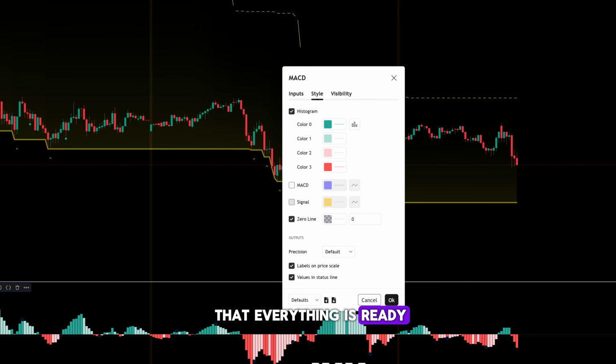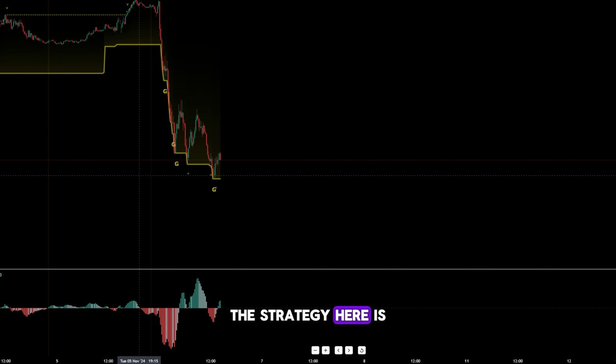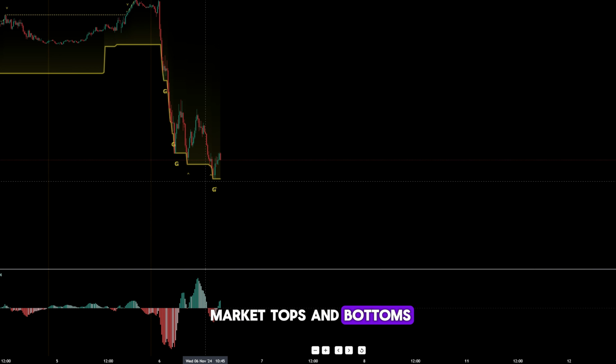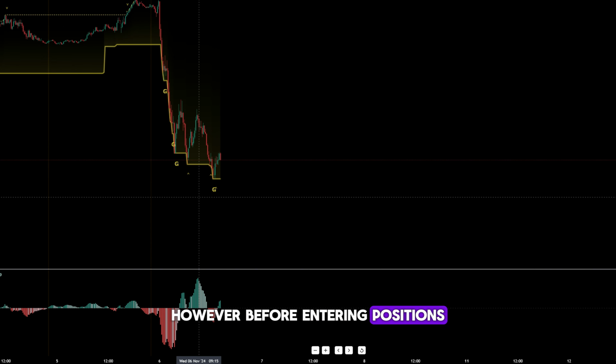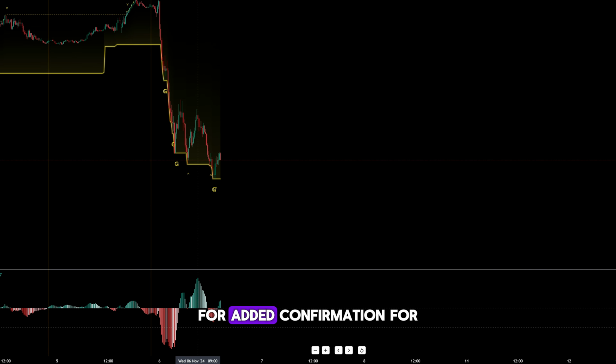Now that everything is ready, let's go over the conditions for entering trades. The strategy here is to use the TopG indicator to spot market tops and bottoms. However, before entering positions at these critical points, we'll look for divergences in the MACD for added confirmation.